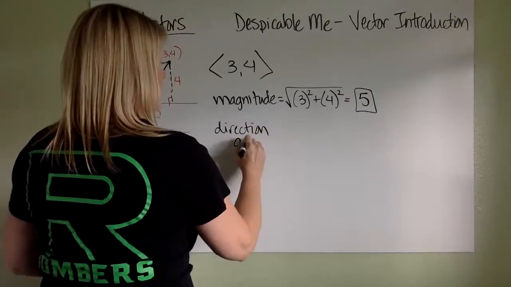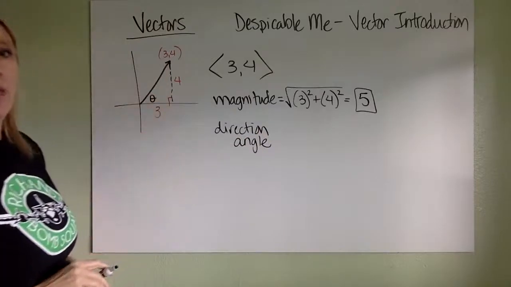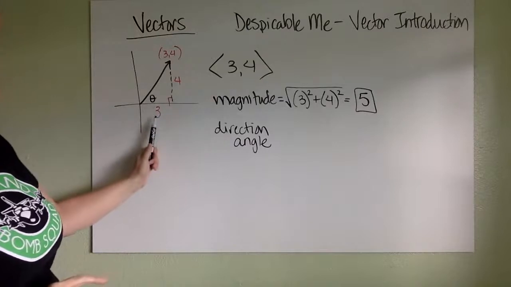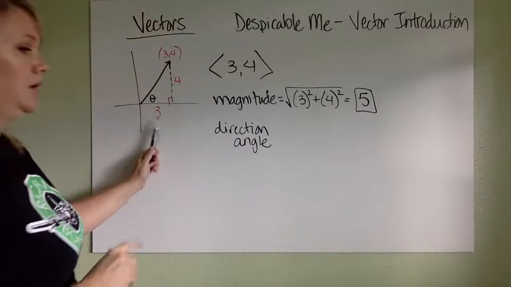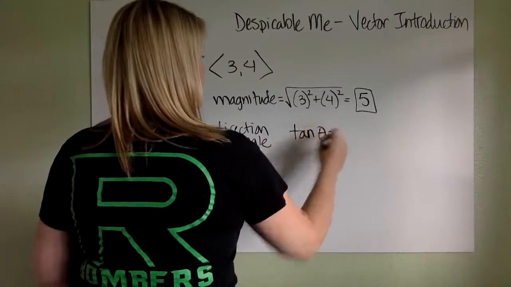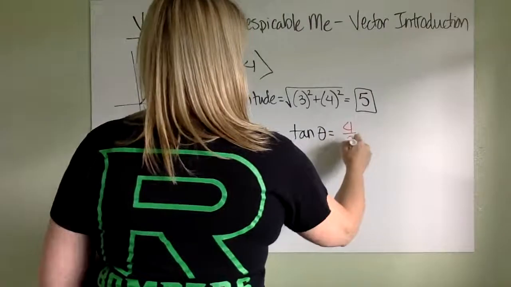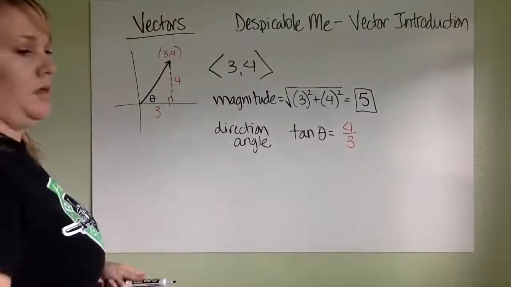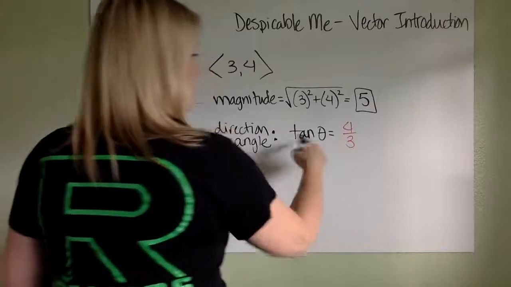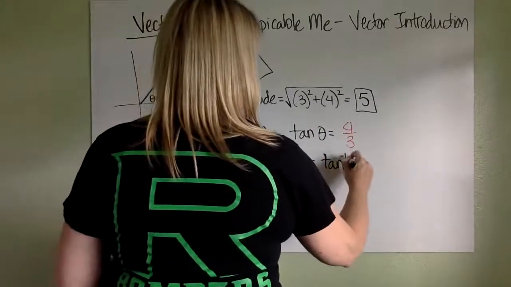So then to find the direction angle, so an arrow with both direction and magnitude, right? Direction. So that's this angle right here, right? I have the opposite side of the triangle, which is the 4, and the adjacent side of the triangle, which is a 3. So that would be tangent. And then to find the angle that goes with that ratio, we use our inverse tangent.